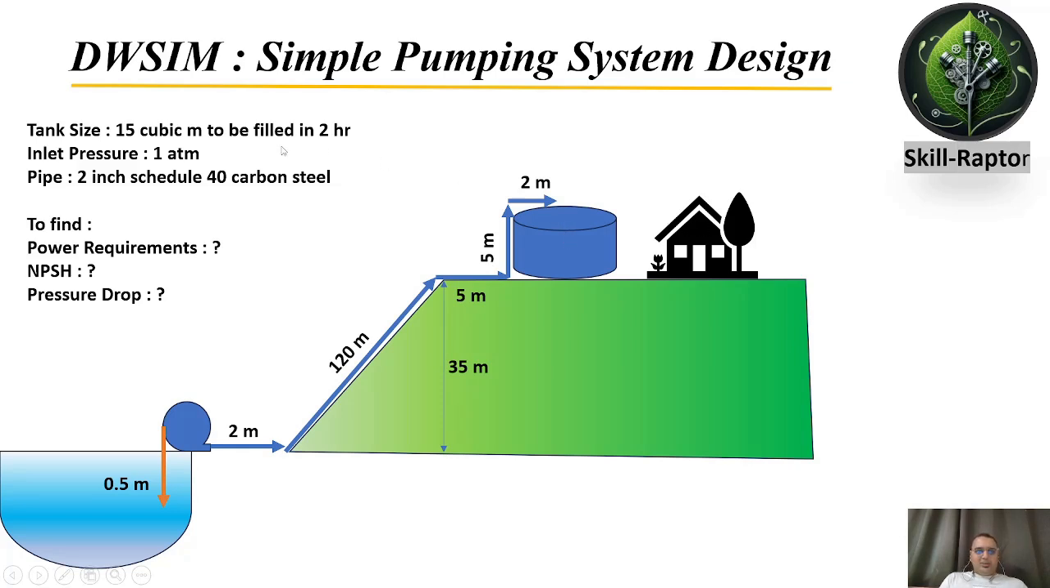Now let us see what the input parameters are that we have at hand. The tank size is 15 cubic meter, and it needs to be filled in 2 hours. Then the inlet pressure we are assuming is 1 atmosphere, and the pipe specification is 2-inch schedule 40 carbon steel. All this information we will be using while we design.